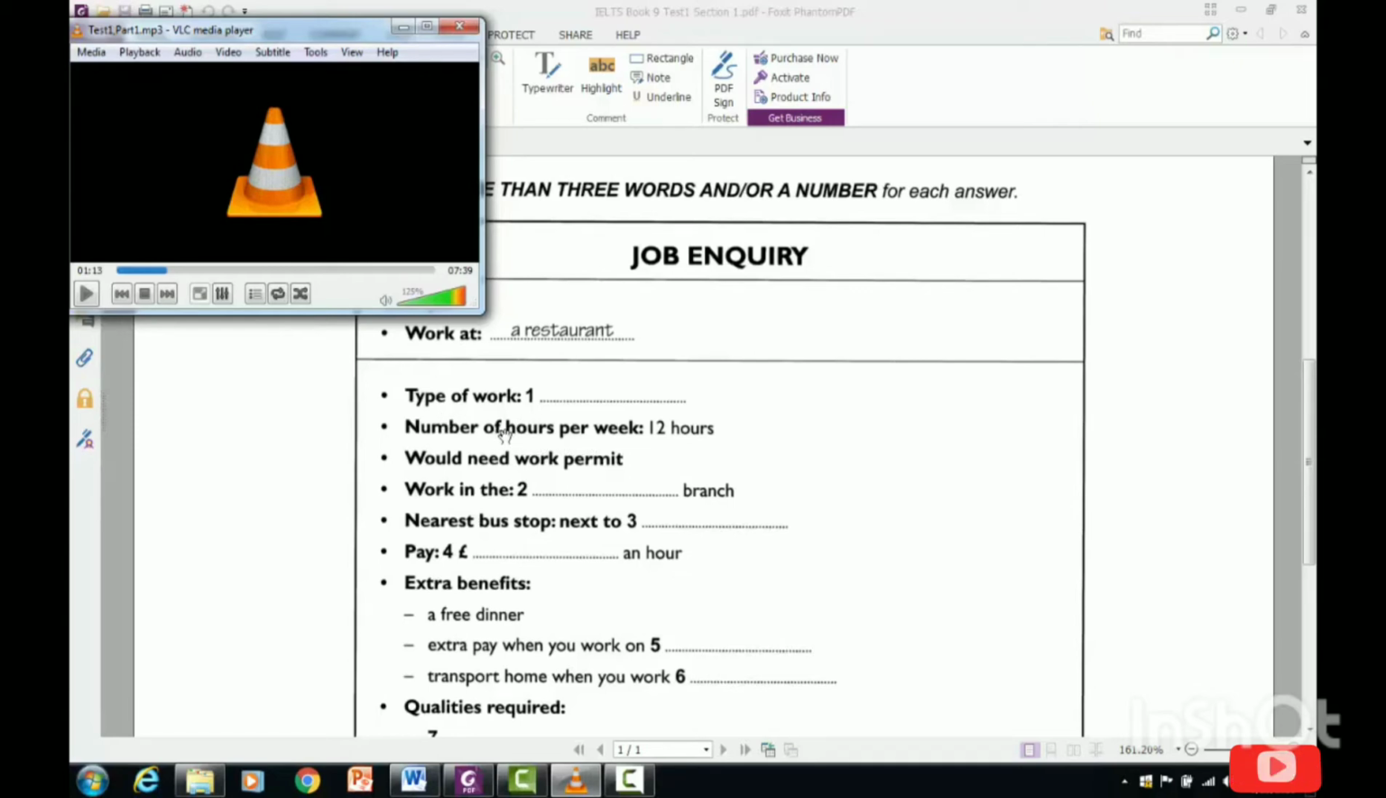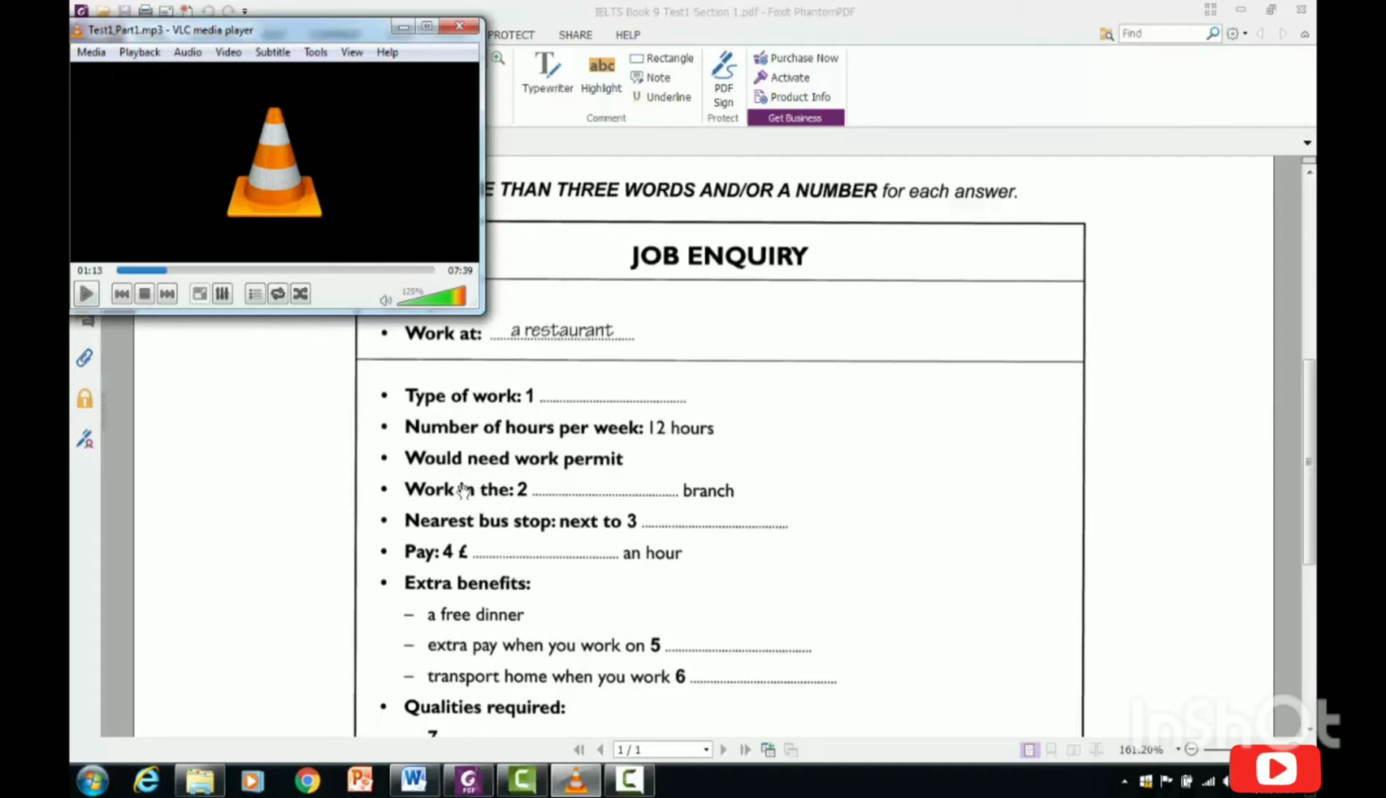Then they're going to say it's going to go in order, right? When you're doing IELTS listening, they go right in order. So they're not going to jump from number 1 and jump down to number 2. They're going to give you number 1. Then they're going to talk about the number of hours per week, 12 hours. They're going to say 12 hours. Then they're going to say you would need a work permit. Then they're going to go to number 2.